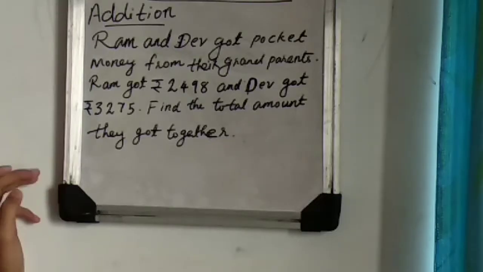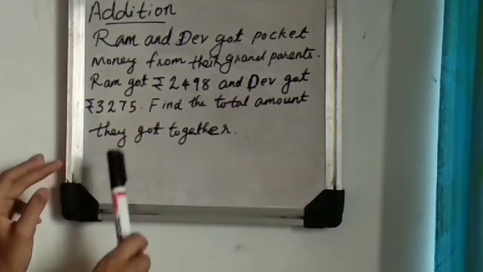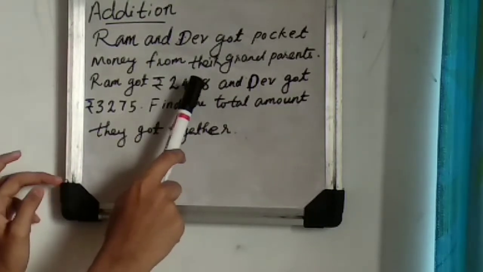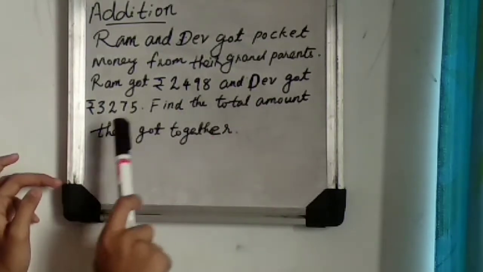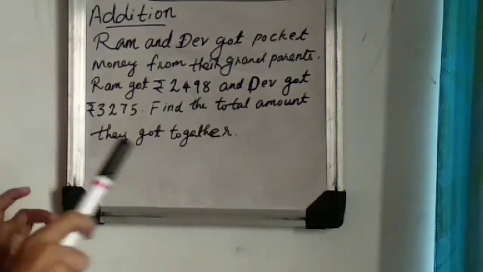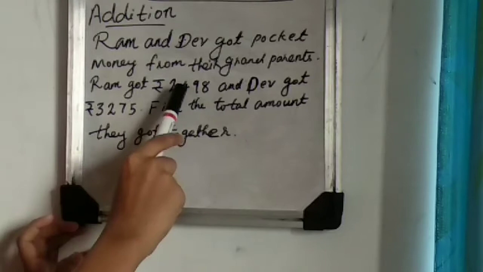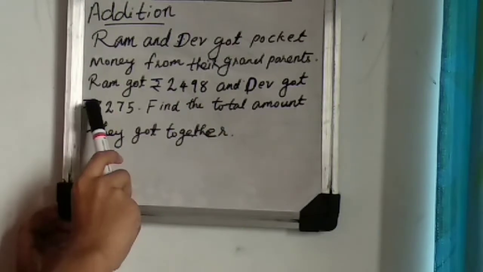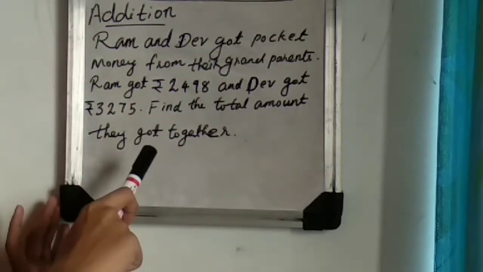Today I am taking the continuation of class 3's chapter 2, addition word problems. We can do this word problem. Ram and Dev got pocket money from their grandparents. Ram got rupees 2498 and Dev got rupees 3275. Find the total amount they got together. When it is told to find the total amount got together, we have to add these both numbers.